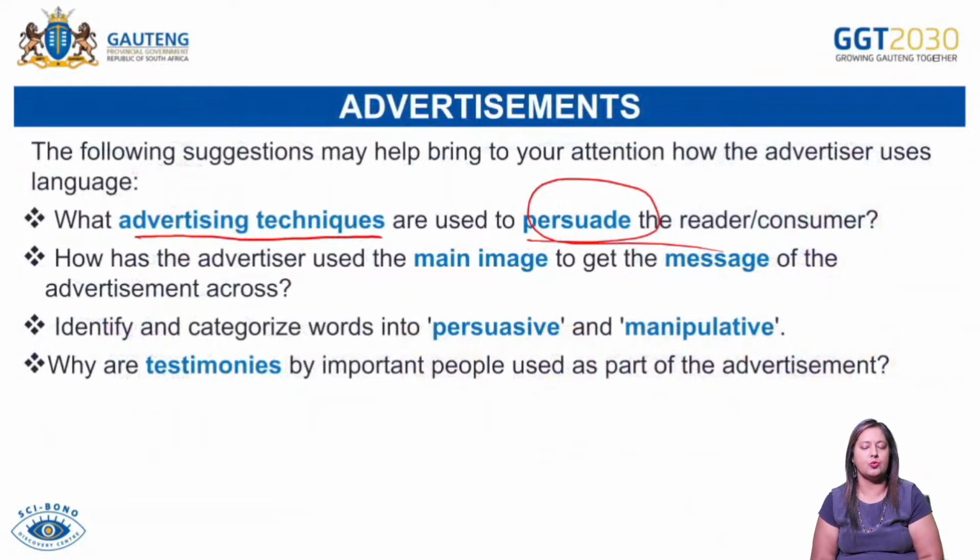Identify and categorize words into persuasive wording and manipulative wording. All right, so your stereotypes versus your sarcasm, your satire, all of those things, irony comes into play. And maybe when the writer has used a character in that advert, what is the testimony that's given by the character? All right, and how does that information affect me when I read the text?